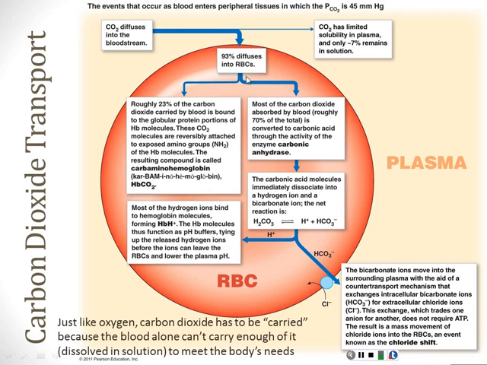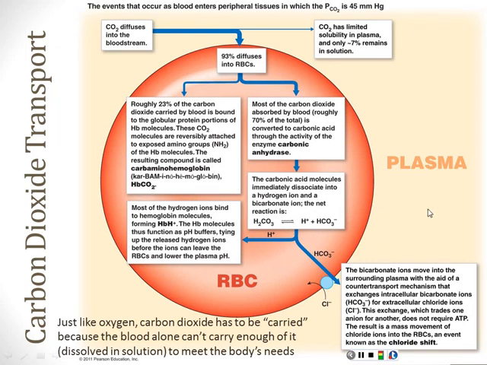Okay, so CO2 goes into the red blood cell. It's transformed into carbonic acid, so that's the first step. That carbonic acid dissociates, and the H plus and bicarbonate go in two different directions. The H plus is bound to hemoglobin, so hemoglobin is going to carry that excess proton, and then the bicarbonate is shuttled out of the red blood cell and into the plasma.